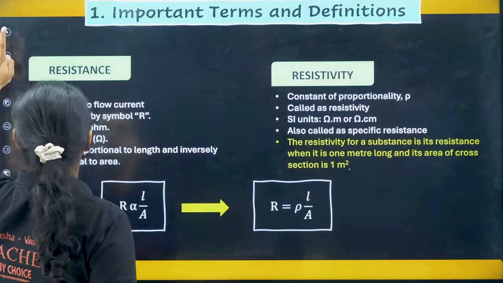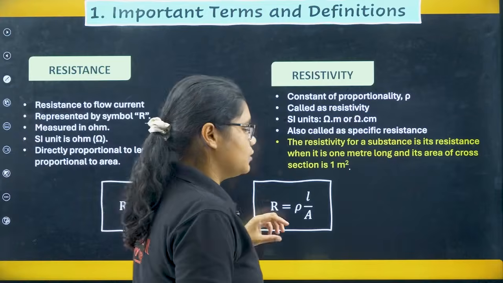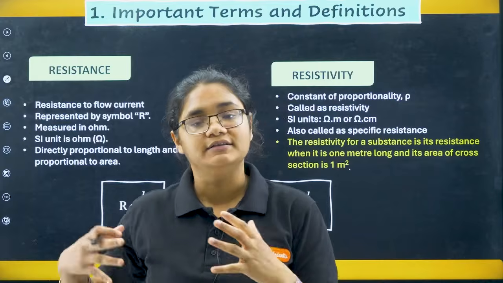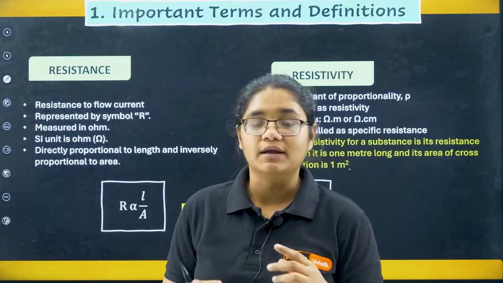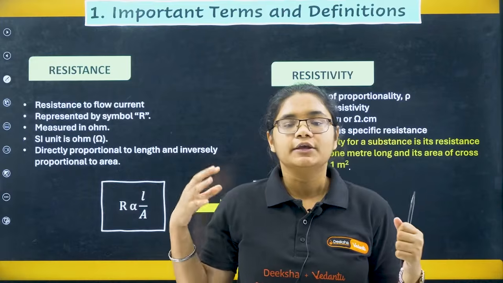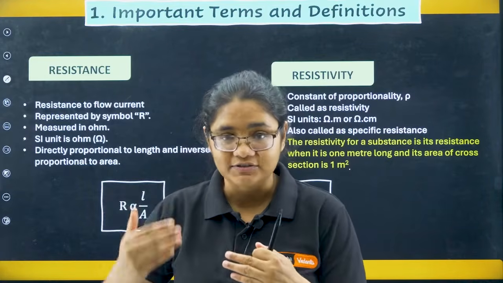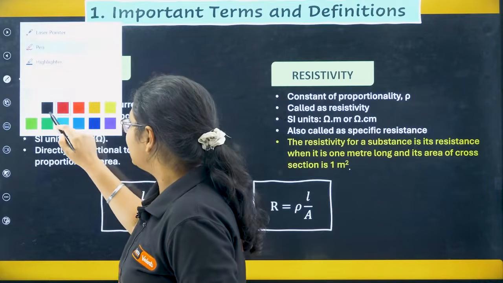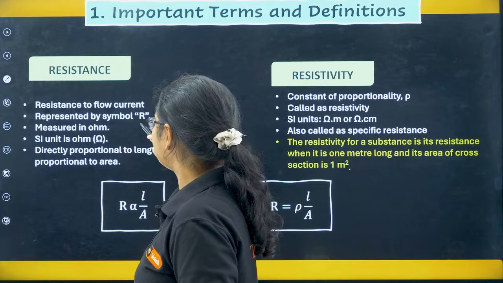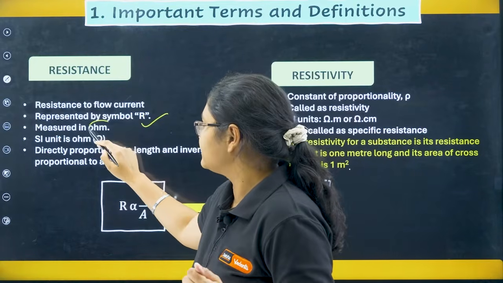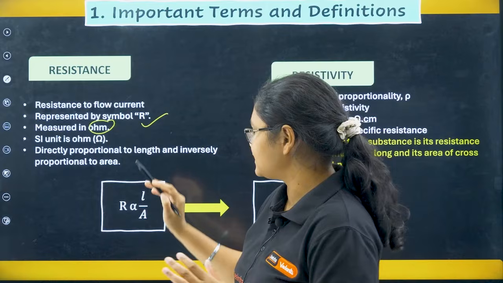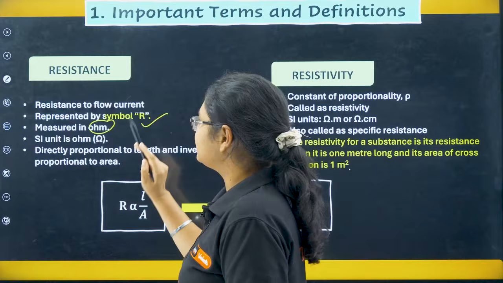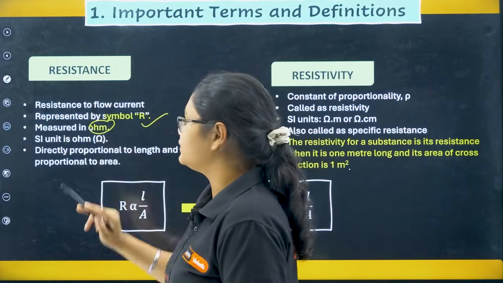Okay, so first, the important terms and definitions that you must know before understanding ionic conductance. The first one is resistance. If you have studied physics, you know resistance is the restriction to the flow of current, right? It is denoted by letter R. These are the things you should keep in mind, so let me highlight them. It is represented by the symbol R, and it is measured in the units of ohm.